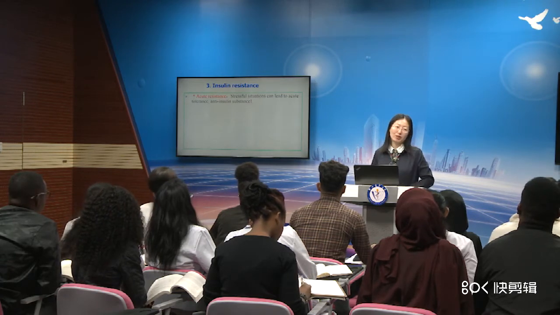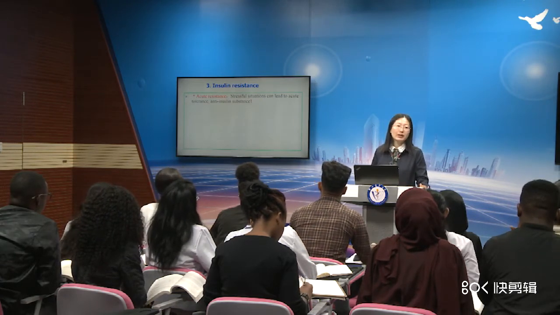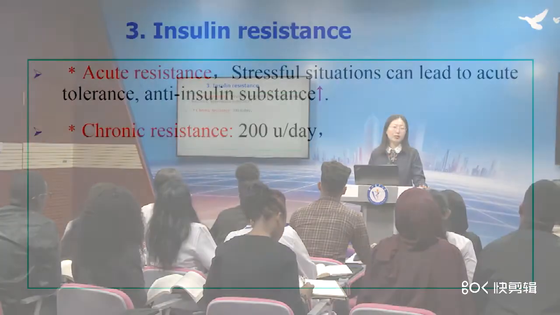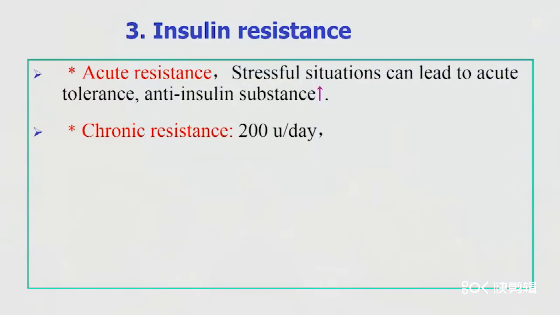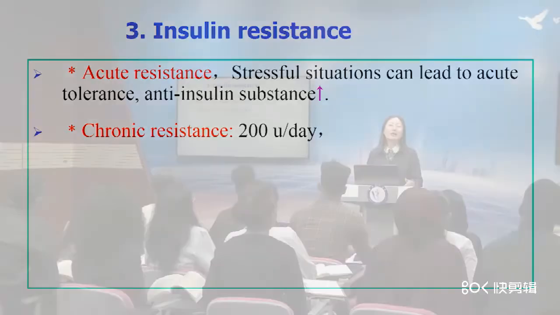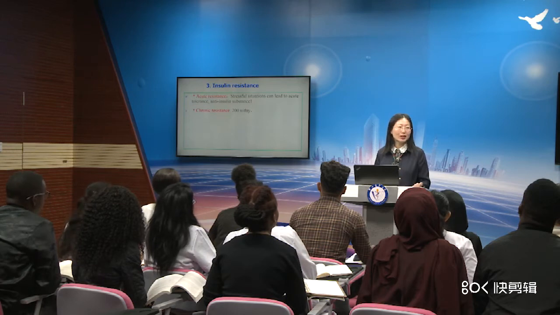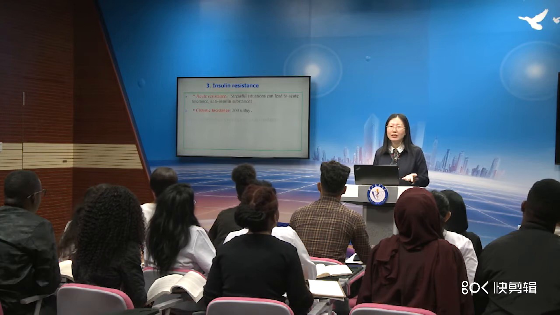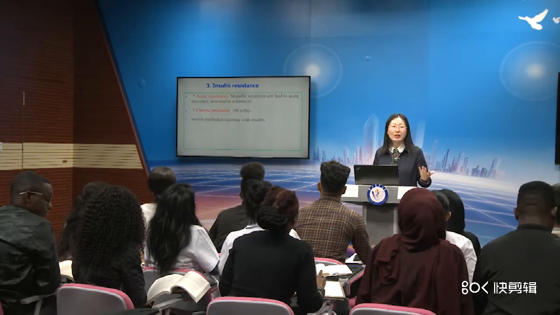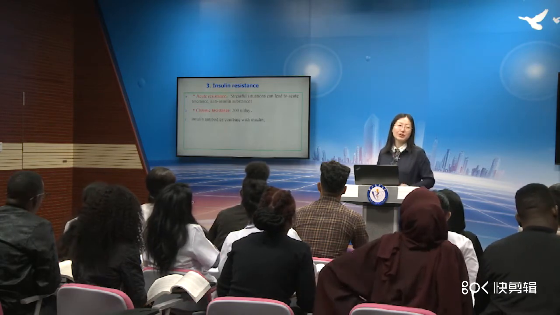Again, we can change back. Okay. But the most difficult problem for our diabetes mellitus patients is that they use insulin for 0 years, 10 years, and then they have chronic resistance. Each day, they have to subcutaneously inject 200 units of insulin. The reason is still unclear, maybe for these reasons.